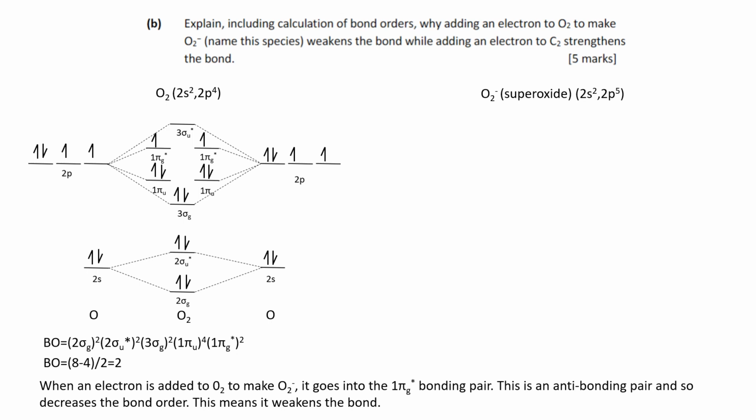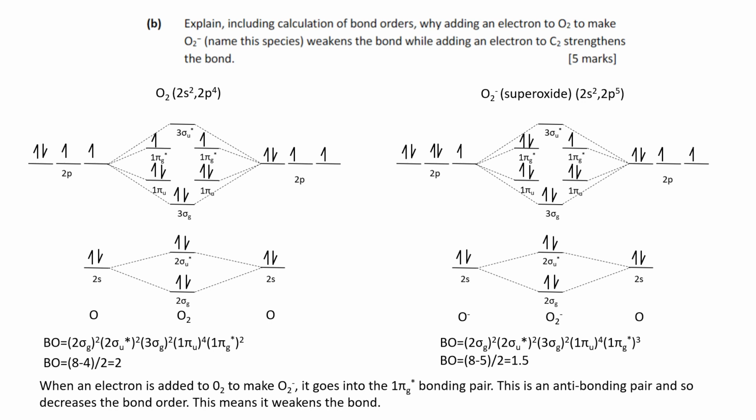The formula for bond order is the number of the electrons in the bonding orbitals minus the number of the electrons in the antibonding orbitals, all over 2. And the bond order for O2 is 2 sigma G 2, 2 sigma U star 2, 3 sigma G 2, 1 pi U 4, 1 pi G star 2. There are 8 electrons in the bonding orbitals and 4 electrons in the antibonding orbitals. So this is 8 minus 4 all over 2, and this gives a bond order of 2.